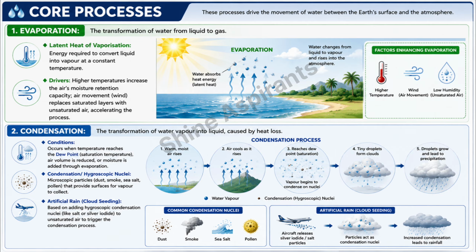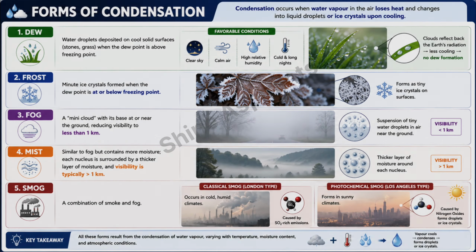Artificial rain, cloud seeding, is based on adding hygroscopic condensation nuclei like salt or silver iodide to unsaturated air to trigger the condensation process. Forms of condensation: dew, water droplets deposited on cool solid surfaces, stones, grass, when dew point is above freezing point. Favorable conditions: clear sky, calm air, high relative humidity, cold and long nights. Clouds reflect back Earth's radiation, so less cooling, no dew formation. That's why dewdrops are not formed on a cloudy night.